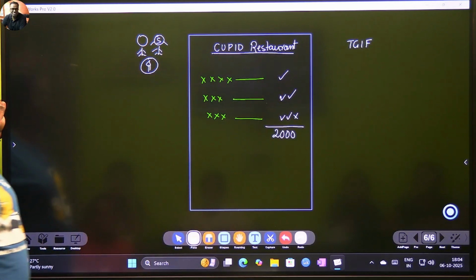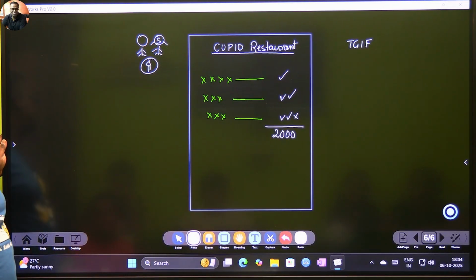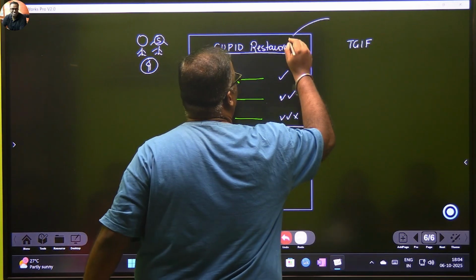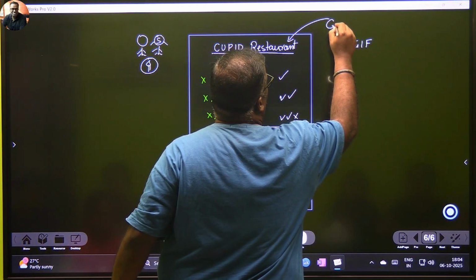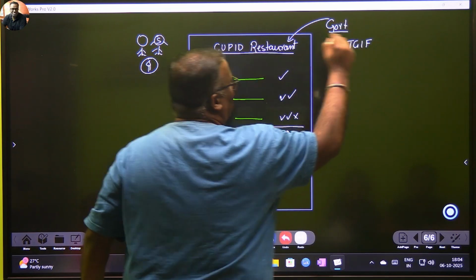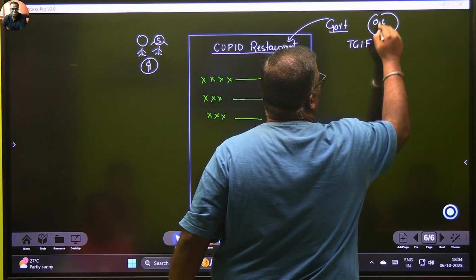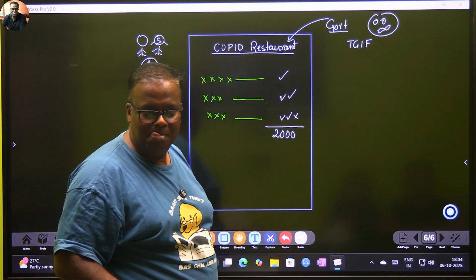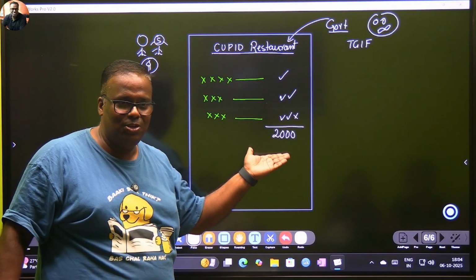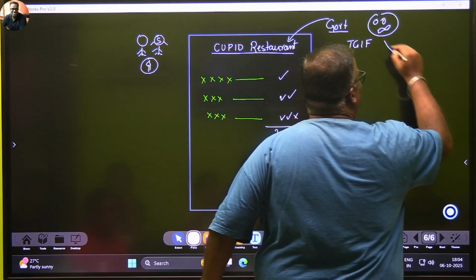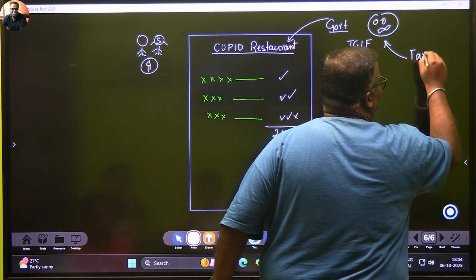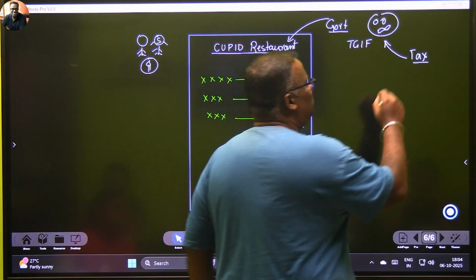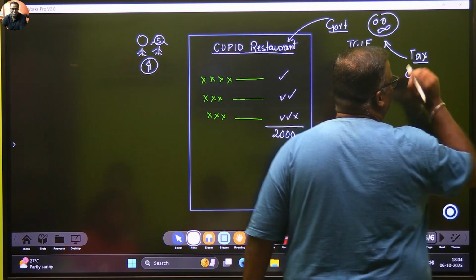Now, Cupid Restaurant is a place which does business. Okay. So definitely they must have a license and permission. So who is giving the license? The government is giving the license. And government is something which is sitting here and the tongue is out like this. Slap. Because for every transaction you make, they are going to collect something which is known as tax. Which is like, in today's world, we have one GST in India. So we'll say they'll collect a GST.